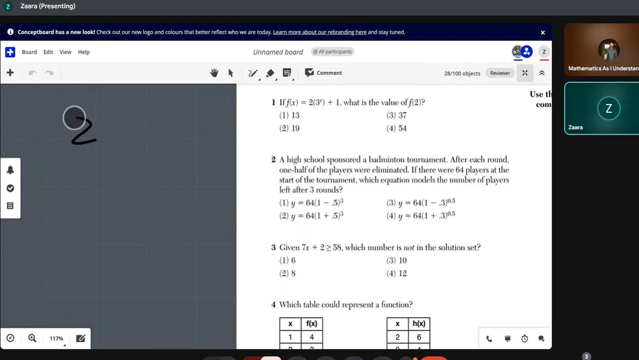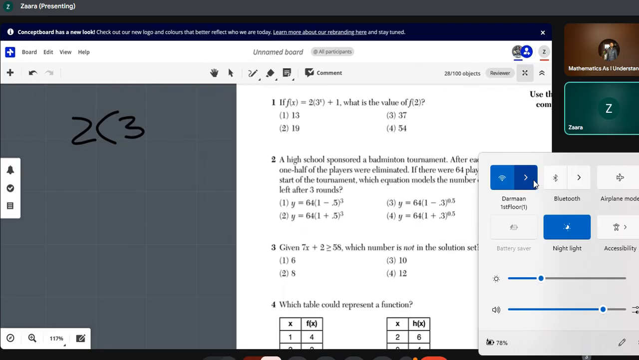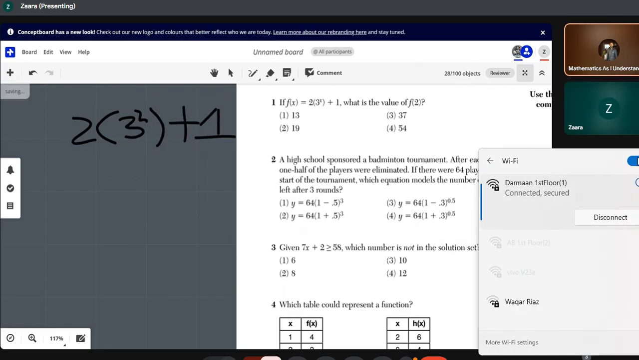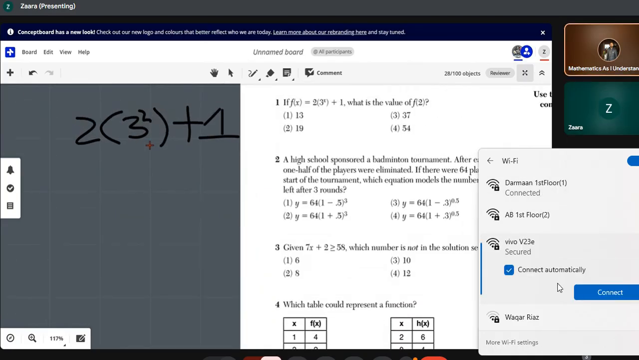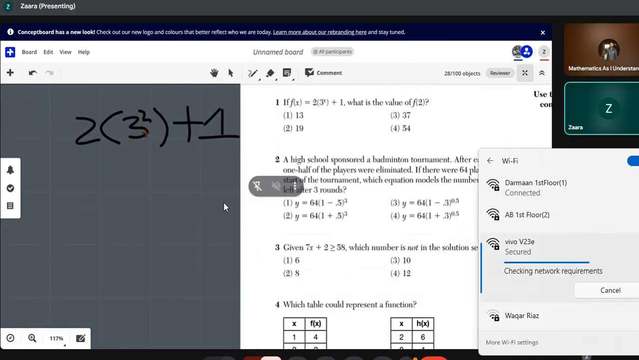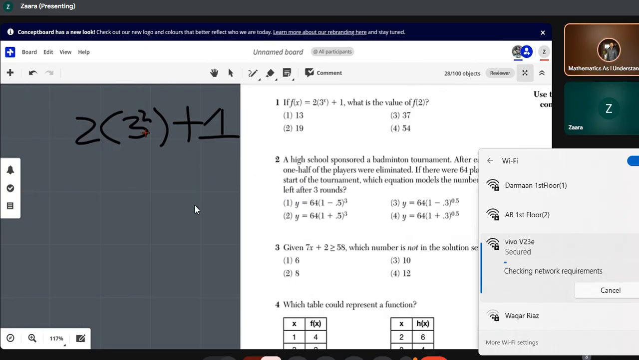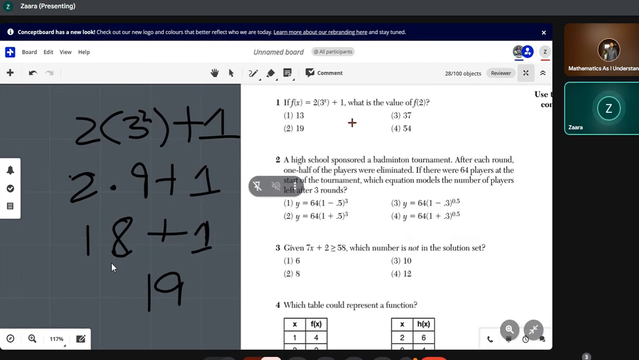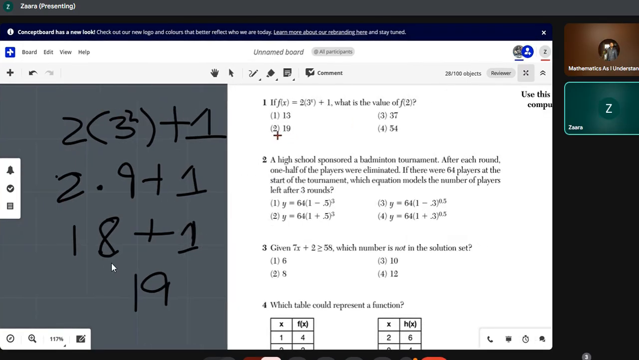So you get 6 with this. No, first you have to apply the order of operations. So first it would be 3 raised to the power of 2, which is 9. You get 18 and then plus 1. You just get 19. That's how I got my answer, 19. All right, please highlight it and move to the next one.